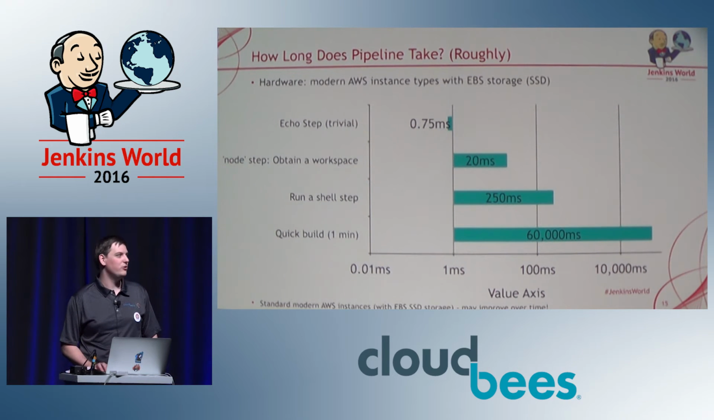Obtaining an executor slot or a workspace within an executor is very cheap, 20 milliseconds. Realistically, these are, say, 10 to 30 milliseconds. This is running on a fairly baseline server. Running a shell step does have a significant overhead. It's about a quarter of a second. I kind of harped on that a little bit earlier, and the reason for that is that pipeline is designed to survive everything short of a nuclear war. It's durable.